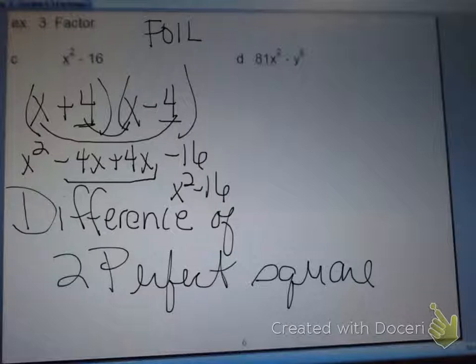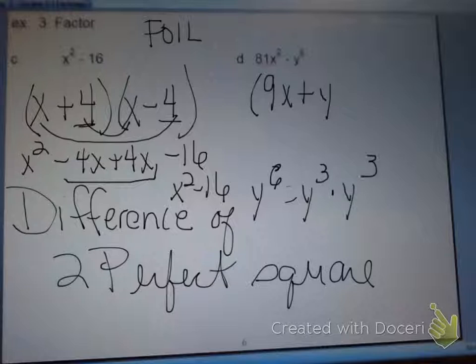Example D, that is a difference of two perfect squares. That factors into 9x plus y. Now look at the y to the 6. The perfect square root of y to the 6 is y to the third times y to the third. Because remember, when you're multiplying variables, you add the exponents. So that's (9x plus y to the third) times (9x minus y to the third). You have to know your perfect squares.